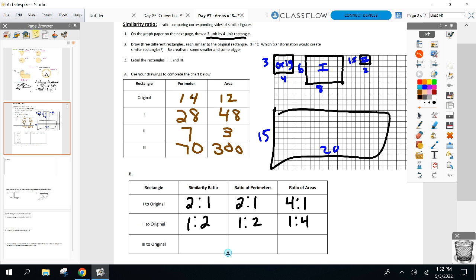And then our last one here. Ooh, we're going to have to do some reducing, huh? 15 to 3, 20 to 4. What's my similarity ratio? 5 to 1.